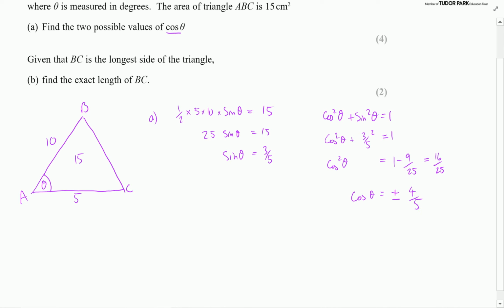Now that's the final answer here. I want the two values of cos theta. I don't want to work out the values of theta, I want the values of cos theta. So I leave my answer like this. I don't go onto a calculator to find the angle theta at this point. And that's the first part of this question complete.